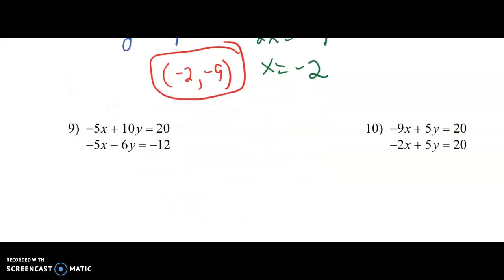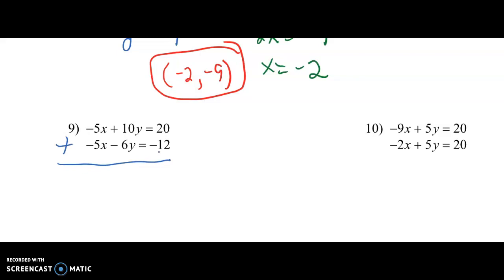Now we skip over to number 9. Again, we have our system set up where all the like terms are lined up vertically. However, you notice that if we were to add straight down, negative 5x plus negative 5x gives us negative 10x. So the x's are not going away. Positive 10y plus a negative 6y gives us positive 4y. The y's did not go away. Okay, so what we wanted to happen with the elimination method did not happen.